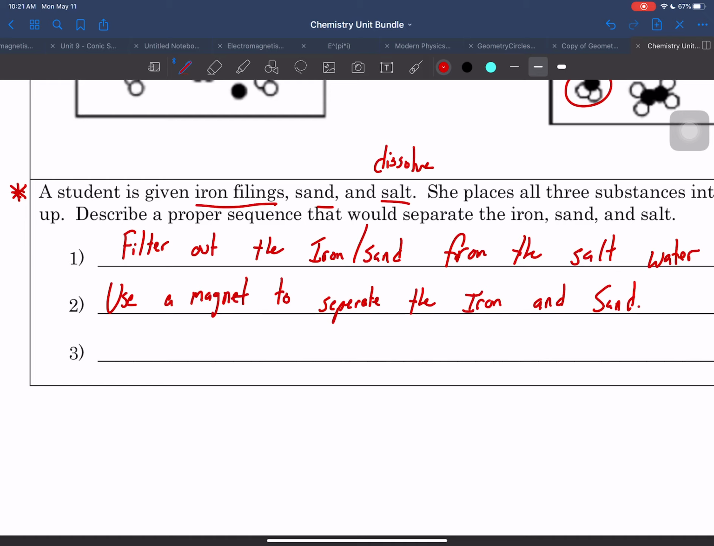And then the very last one, well, how do you separate the salt from the water? Because the salt has dissolved, what you're going to need to do is boil the water. Because when you boil the water, all that water is going to evaporate into water vapor. You could collect the water vapor if you wanted. But salt doesn't boil, at least not at the same temperature that water does. So that's how you would separate the salt and water. Boil the water to separate the water and salt. And once you've done those three things, you'll have all four things completely separated from each other.